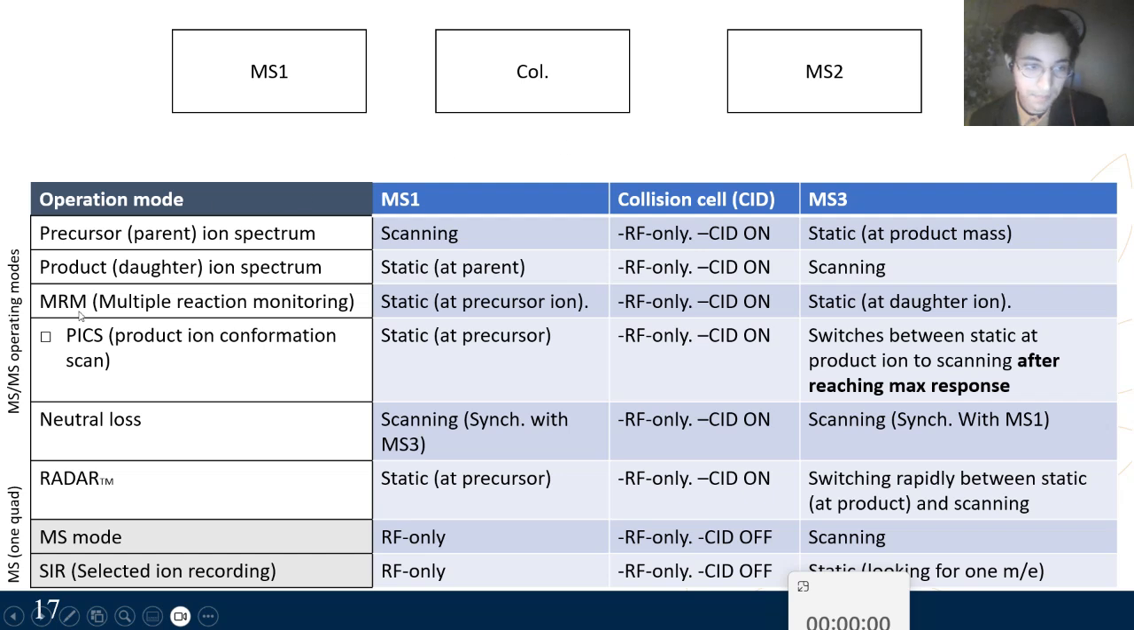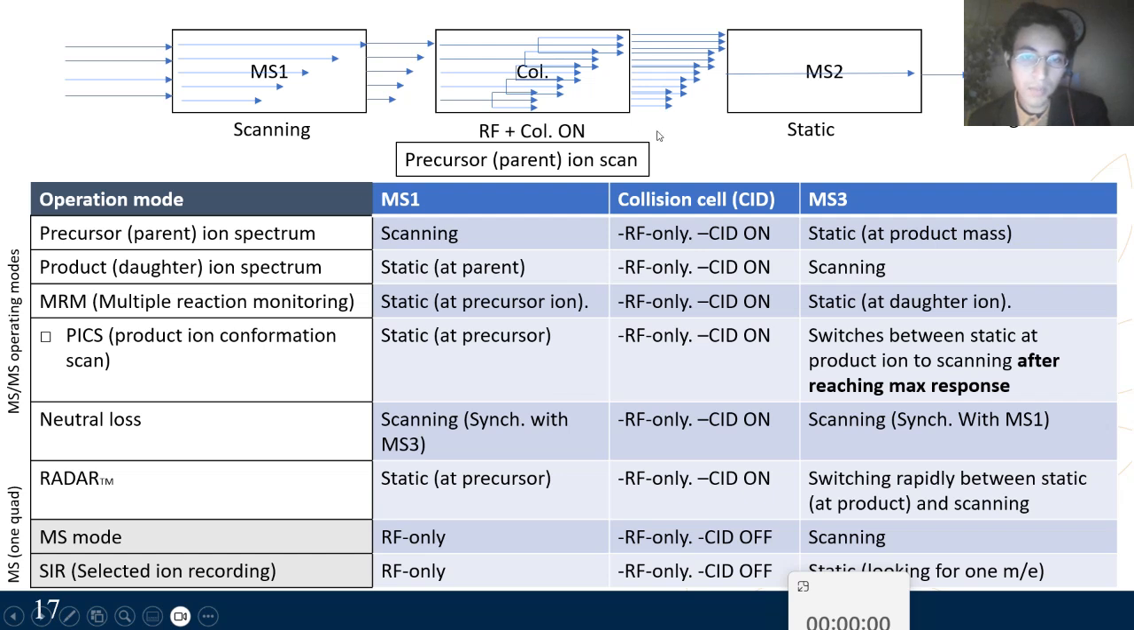You have the MS operation and the MS mode. We will focus on the MS mode, which is very mundane. We have seen multiple things that look like it, but here we have it. The first operation mode that we will talk about is called the precursor ion scan.